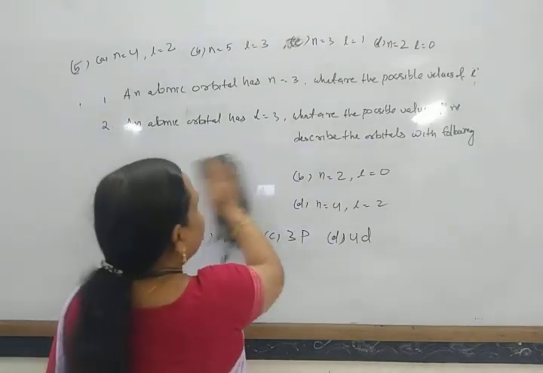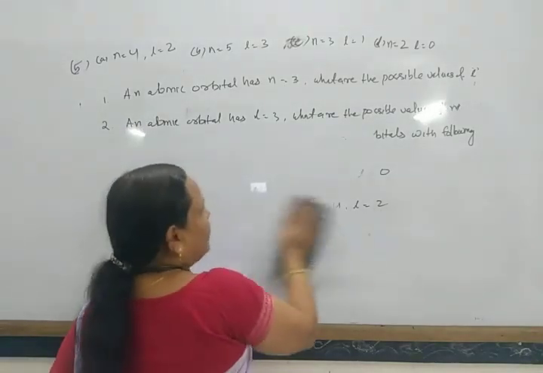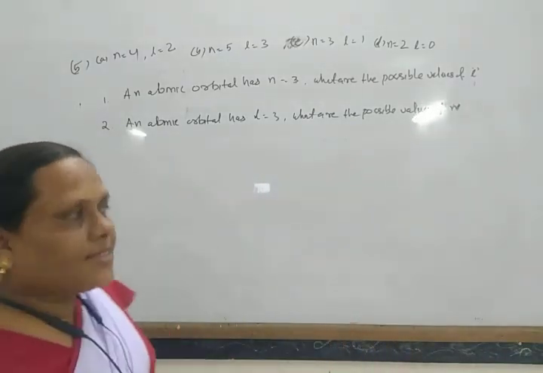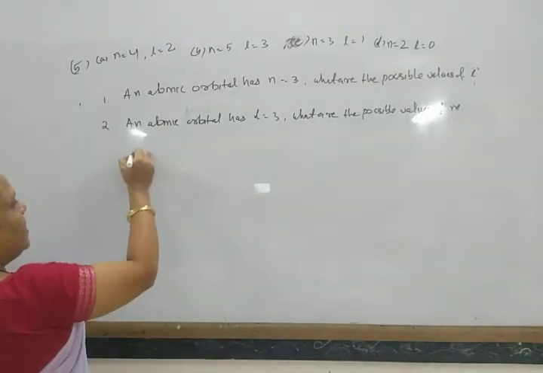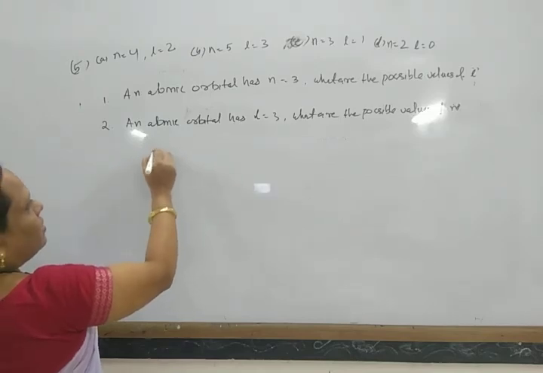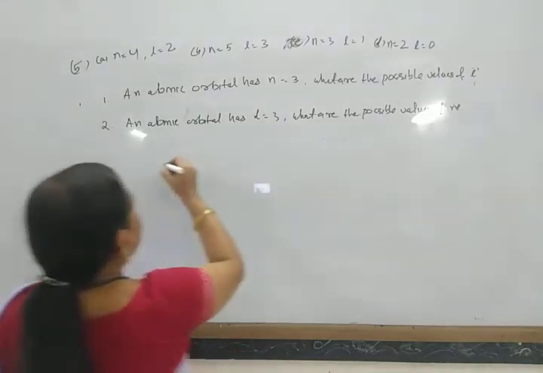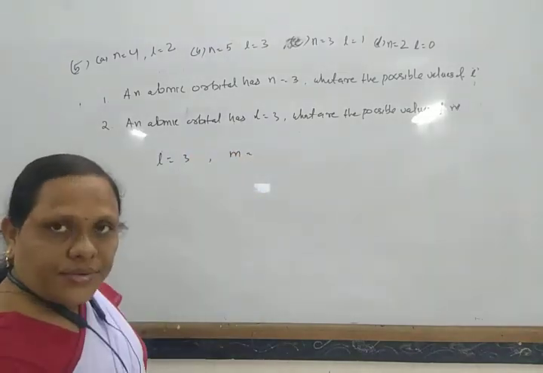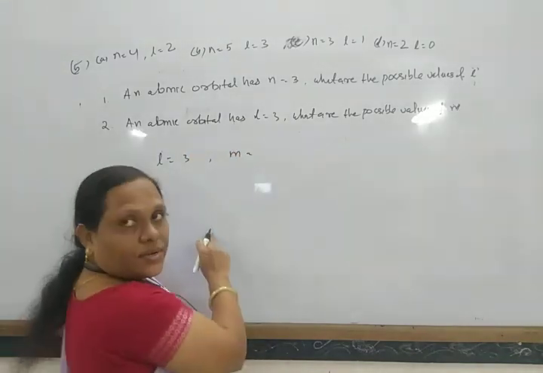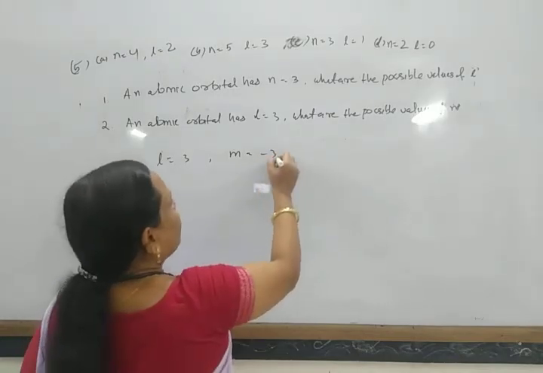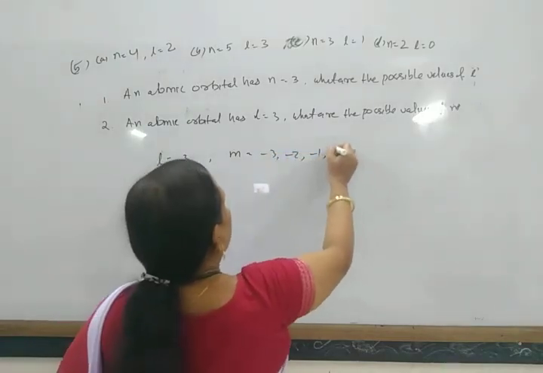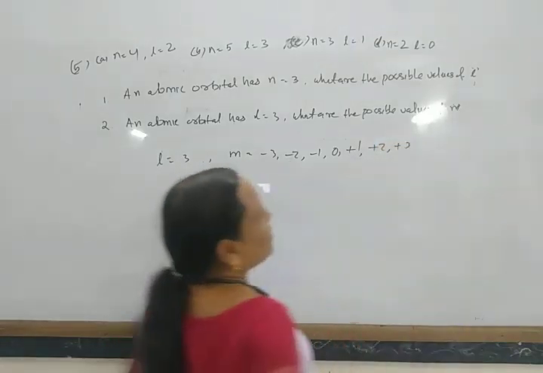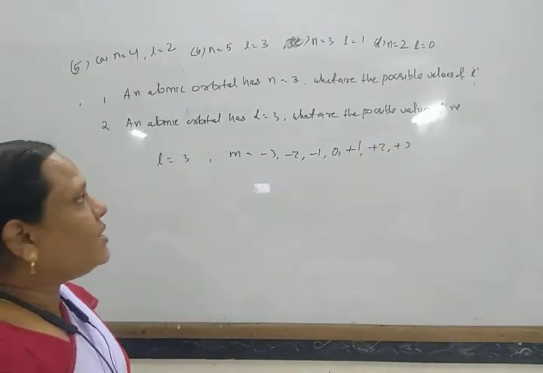Next come to question number 2. An atomic orbital has l equal to 3. What are the possible values of m? As it is given l equal to 3, m has 7 values, from minus l to plus l: minus 3, minus 2, minus 1, 0, plus 1, plus 2 and plus 3. These are the possible values.